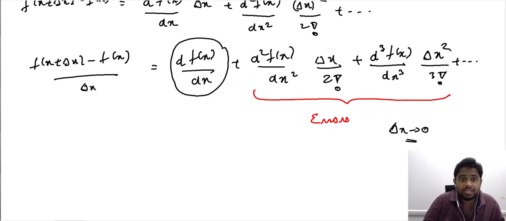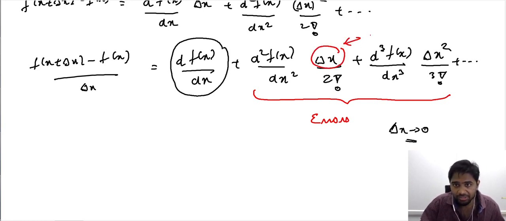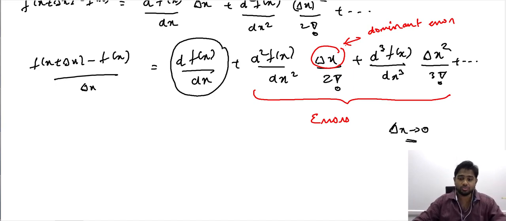So therefore, the dominant error term is the first term here, and the delta x contributes predominantly to the error. So this is the dominant error term. This is what predominantly contributes to your error.